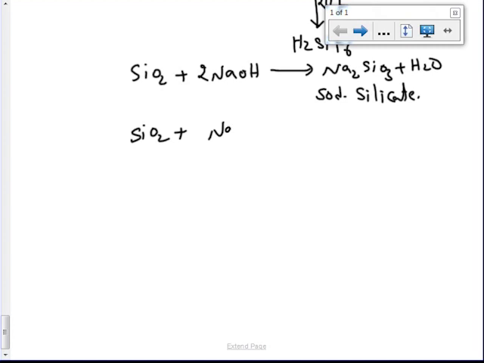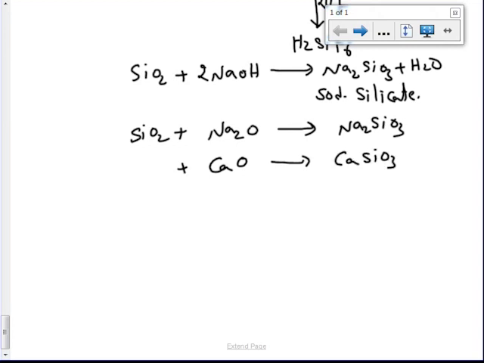Sodium oxide, sodium metal, metal oxides are basic. Silicon oxide, silicon non-metal, non-metal oxides are acidic. So acid plus base gives the salt, that is Na2SiO3. So you can take any salt. For suppose I am taking calcium oxide, so calcium silicate, CaSiO3, is the calcium silicate formula.